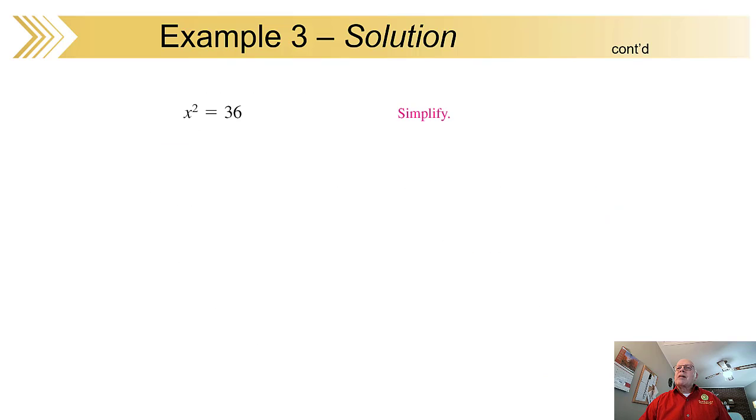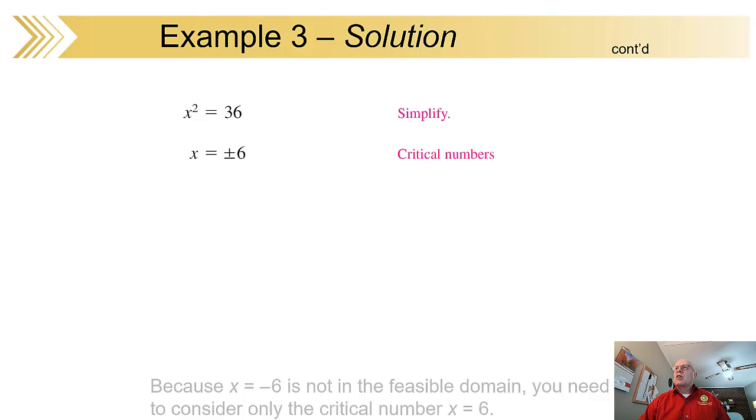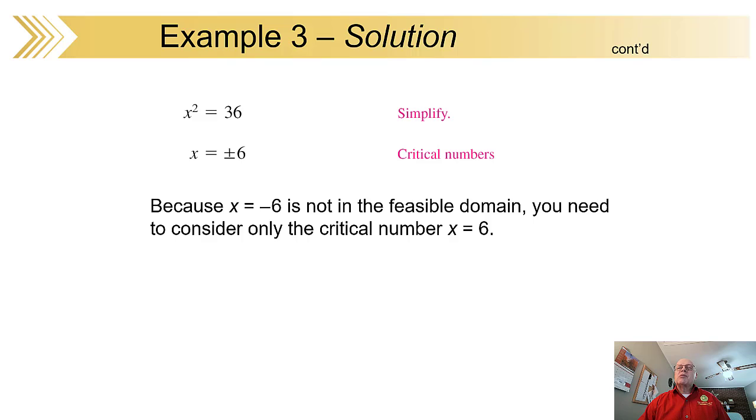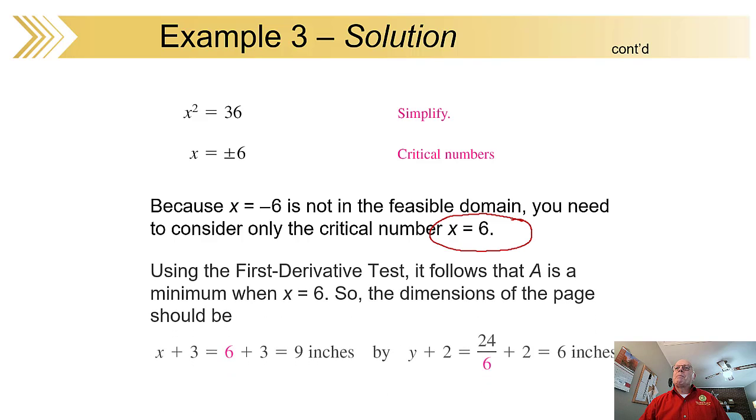And get the x on one side by itself. Solve for x. We've got two possible numbers for x. Critical numbers in this case. However, x equals -6 doesn't make any sense. It's not in the domain, it doesn't make sense. We can't have a piece of paper that has -6 for a distance or for a length. So the only critical number is this x equals 6. That's the only one we'll consider.